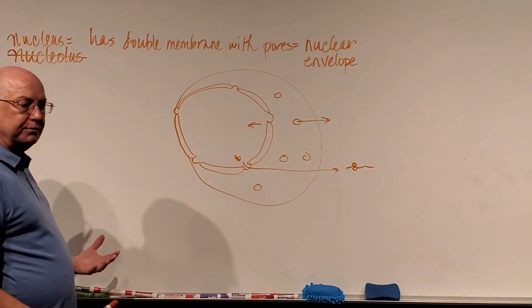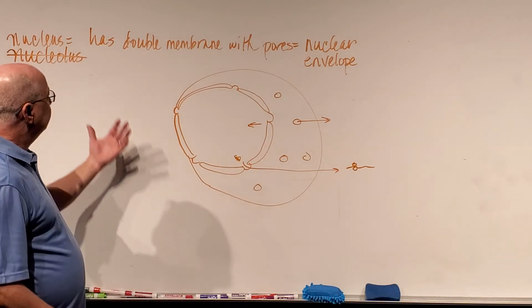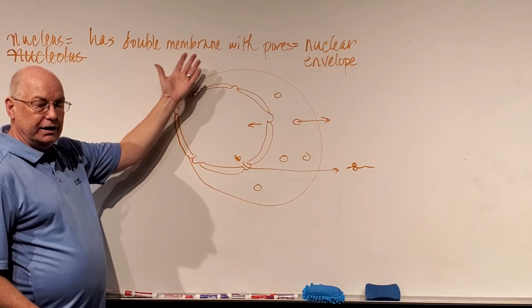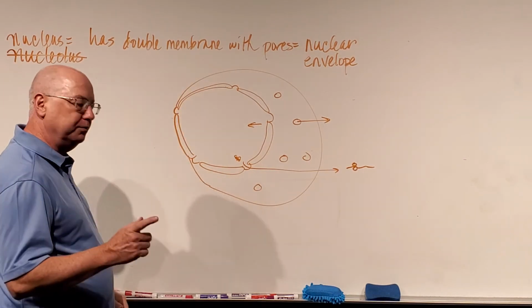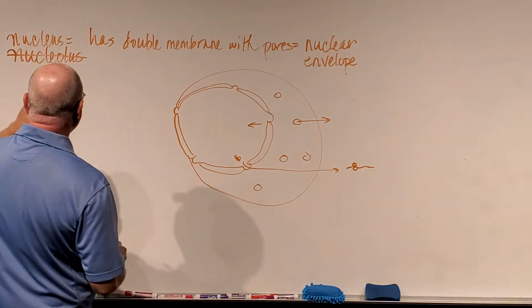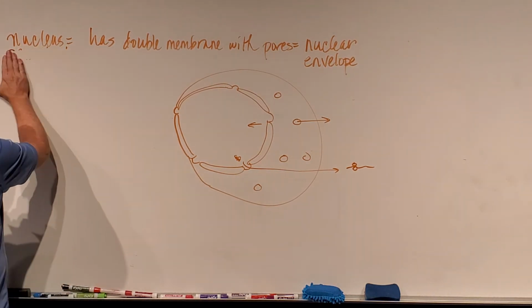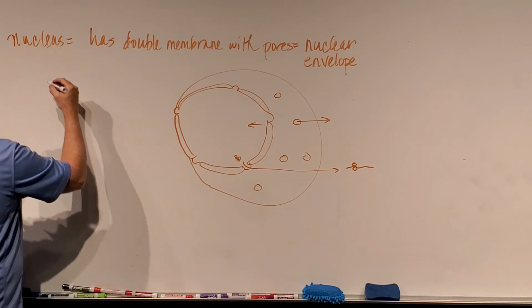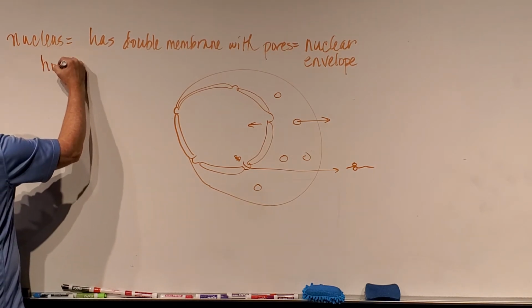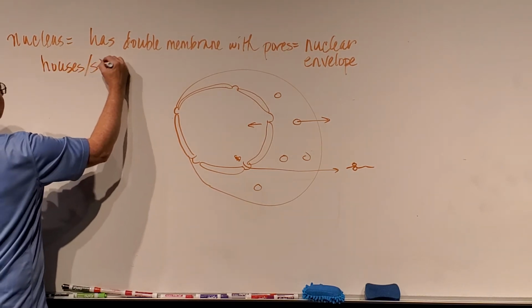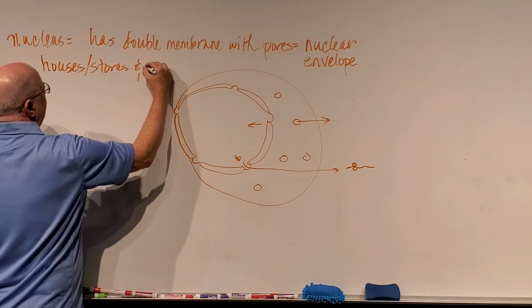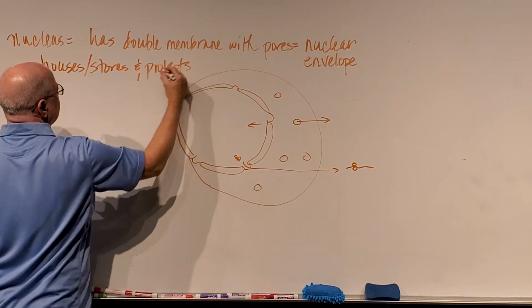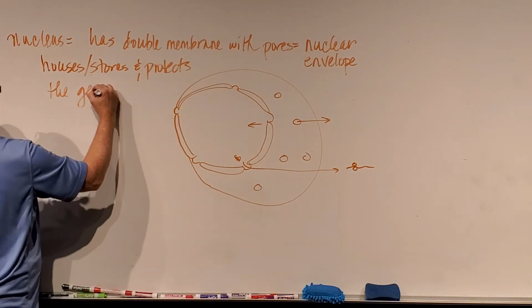But when we describe the nucleus, we usually say that it has a double membrane that has pores in it, called the nuclear envelope. And one of the things found inside the nucleus that I want you to know about is that it houses, or some people say stores and protects, the genetic material of the cell.